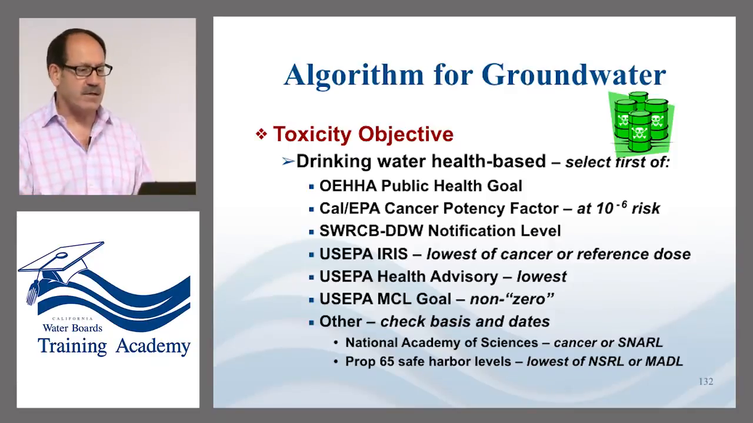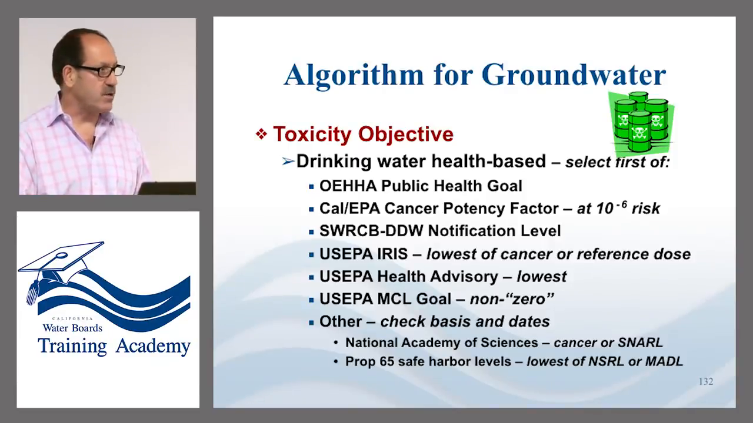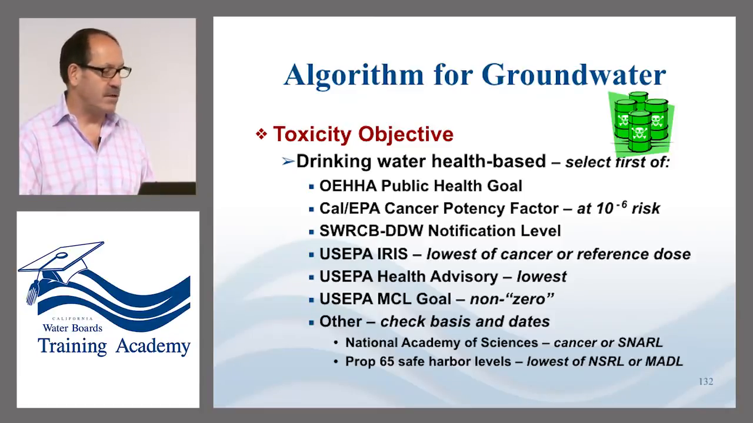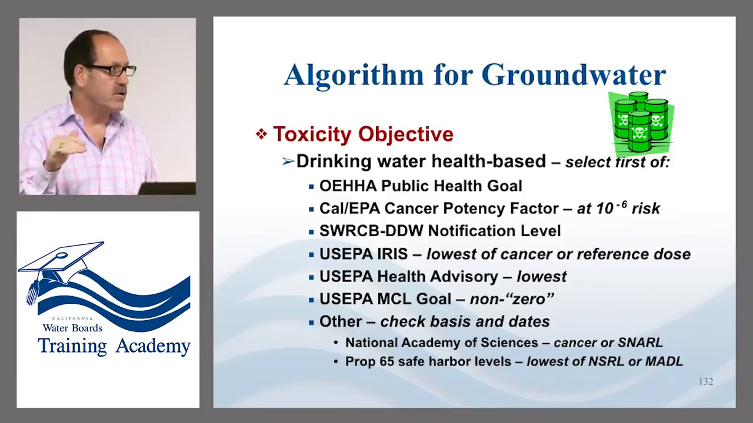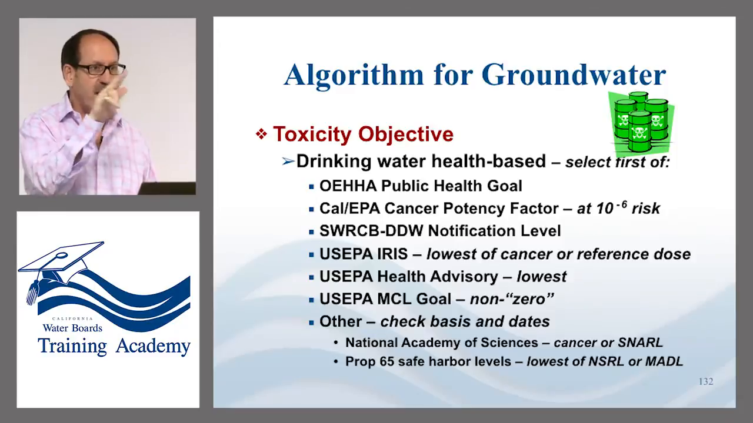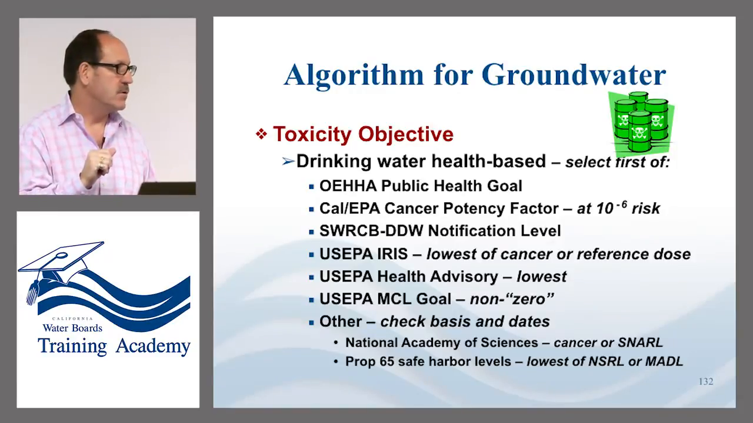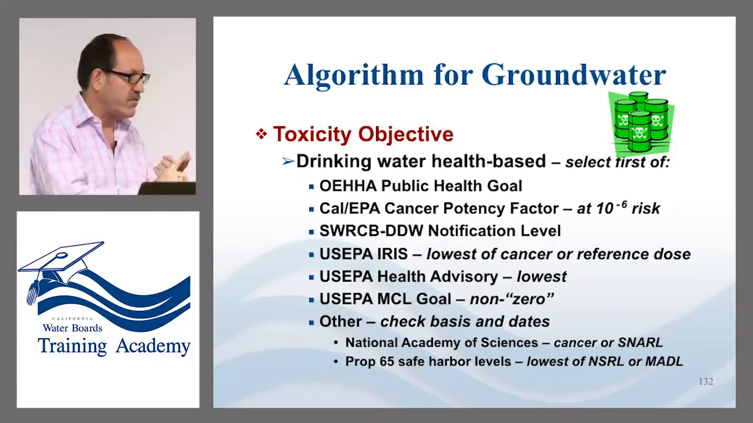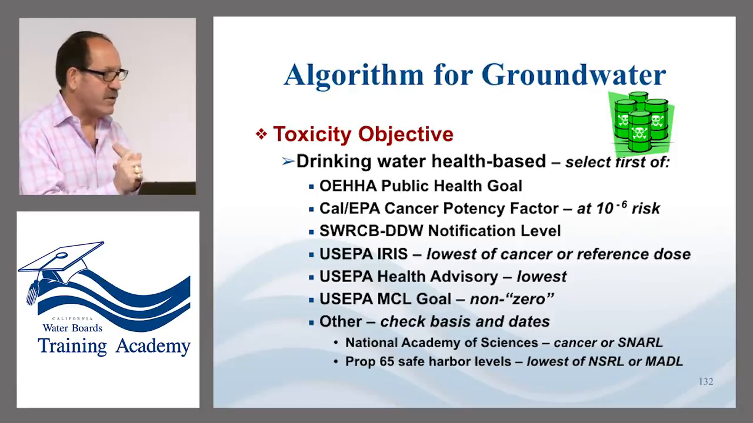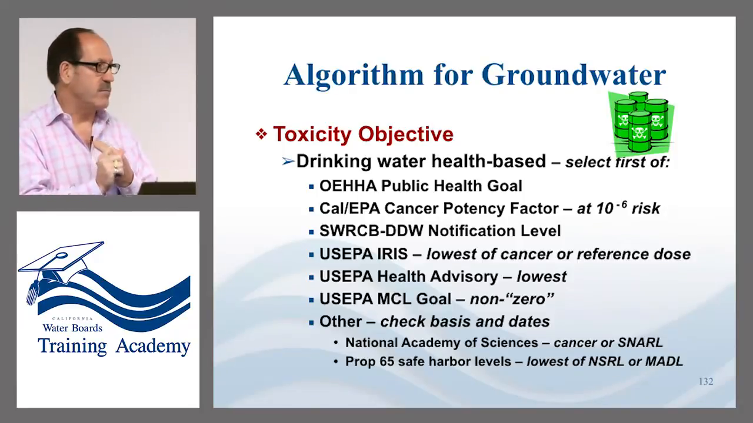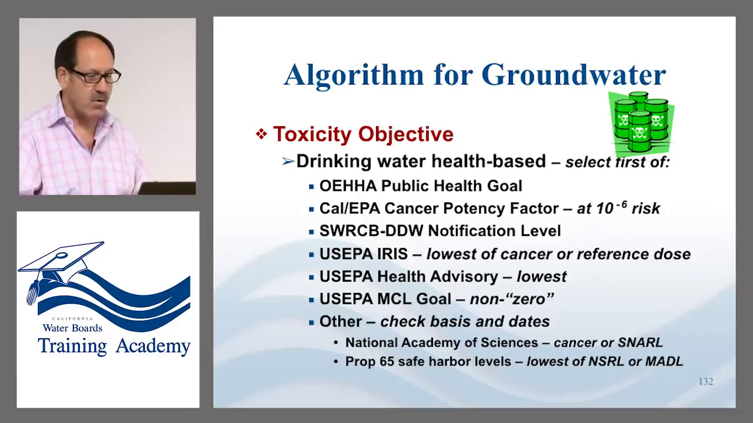Then we go to toxicity. So the kind of toxicity we're concerned about in groundwater is drinking water health-based limits. And the different kinds of limits are listed here in a hierarchy. So you're going to start running down the list, and once you find one, you're going to stop, because there's a preference for California values that are frequently updated, that consider as many exposure pathways as are relevant for domestic and municipal use of water in the home.